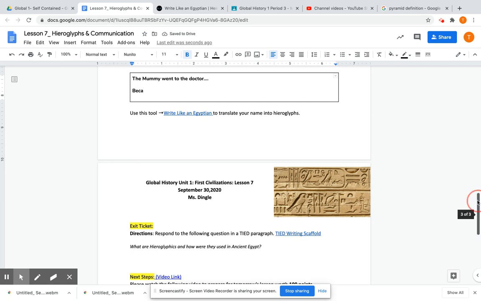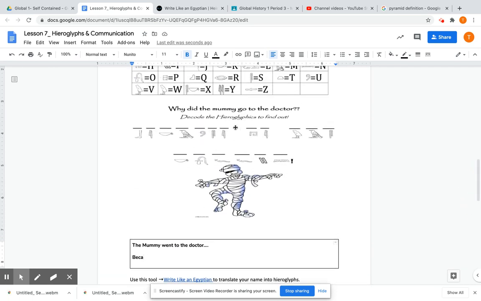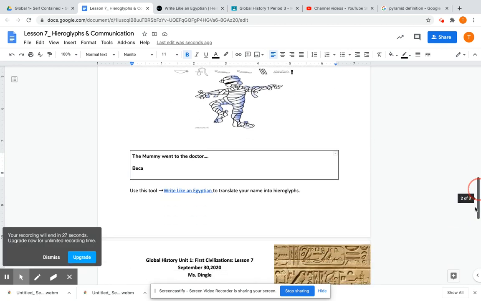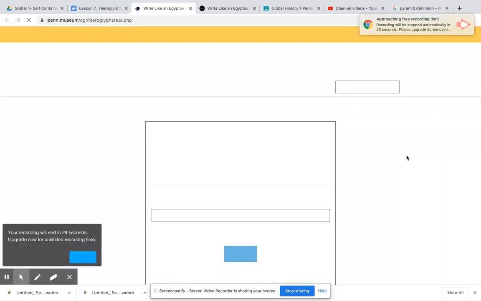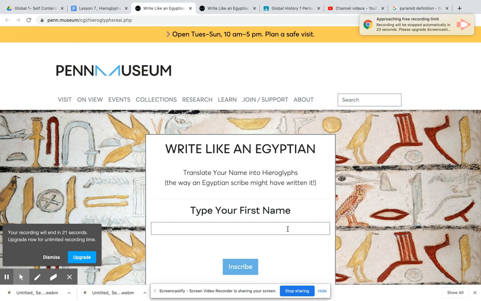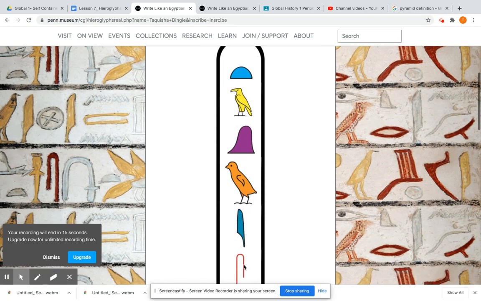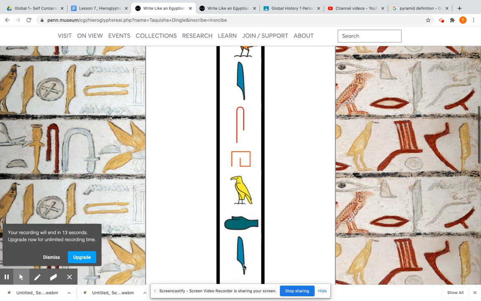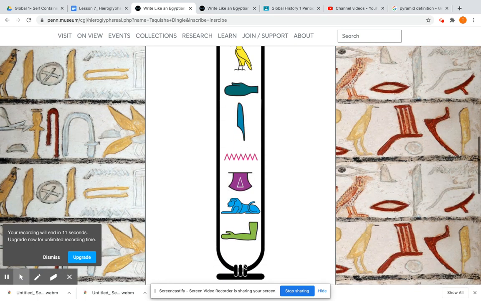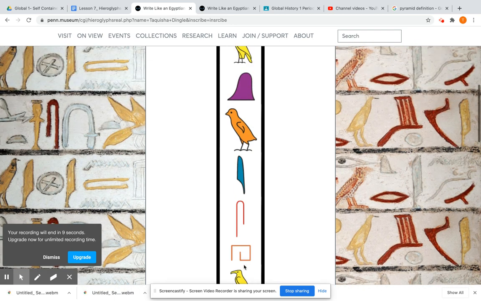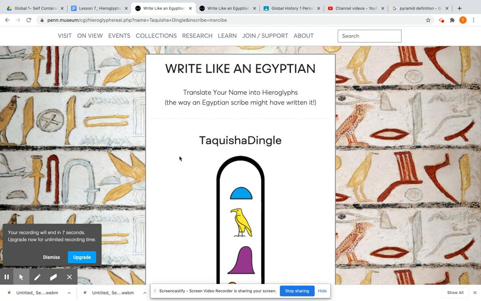All right, you're going to continue the rest of these decoded hieroglyphics and come up with the answer of why the mummy went to the doctor. You're going to do that independently. And then once done, you're going to get a chance to see your own name inscribed in hieroglyphics. Okay, here's mine. And I love seeing this because it looks so cool in logogram. That's my name. Look at it. Awesome. Look at that tiger in there. Look at me. All right, and you're going to get a chance to do your name as well.